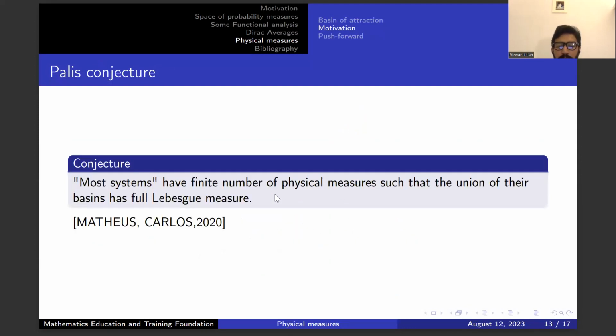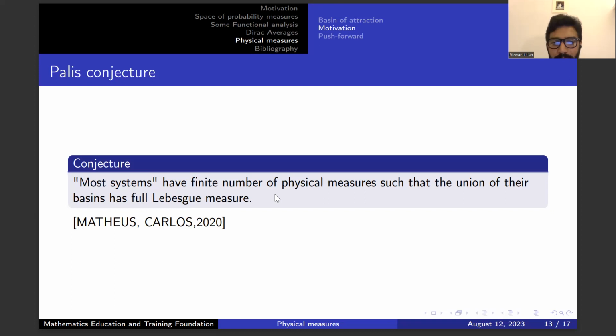Now, in order to motivate it a little bit more, to give you some kind of magical statement, I would say so far, because it's a conjecture. This conjecture, the Palis conjecture, says that most systems have a finite number of physical measures, such that the union of their basins has full Lebesgue measure. So, for the moment, there is a hope to see that most systems.